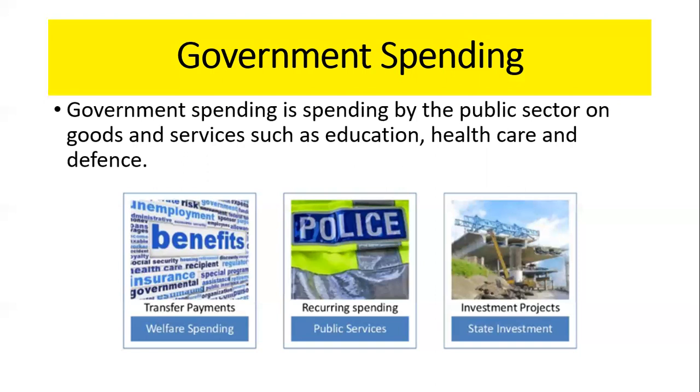Investment projects or capital spending, as it's sometimes referred to. So this is spending by the government on long-term capital projects. And this could be things like new airports. It could be new roads, new motorways. Think of Crossrail, for example. It could be the physical building of a new school, the physical building of a new hospital in an area where there's growing levels or rising levels of the population.